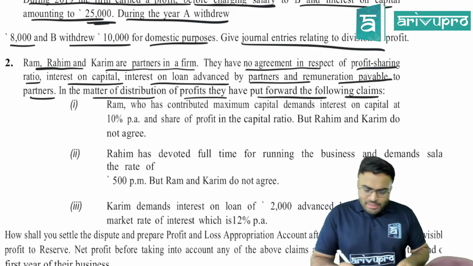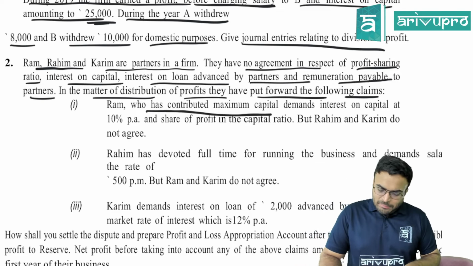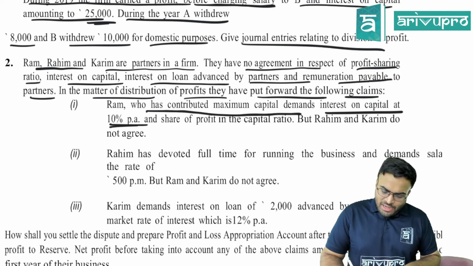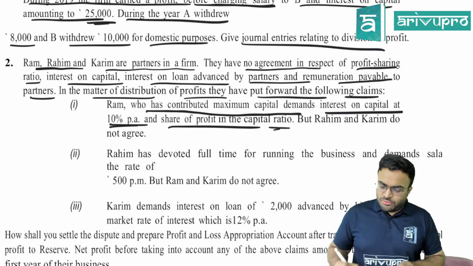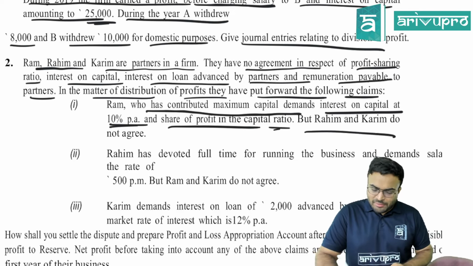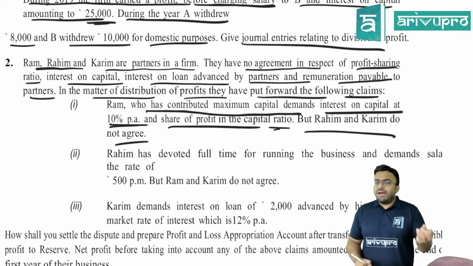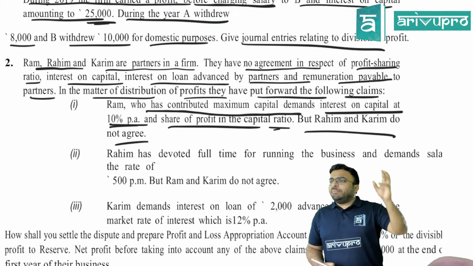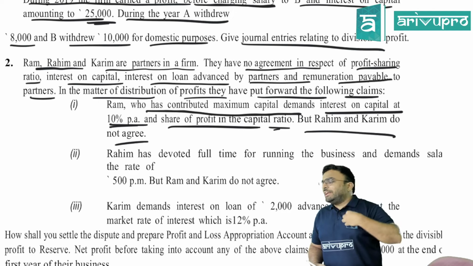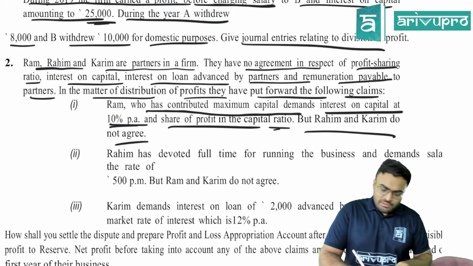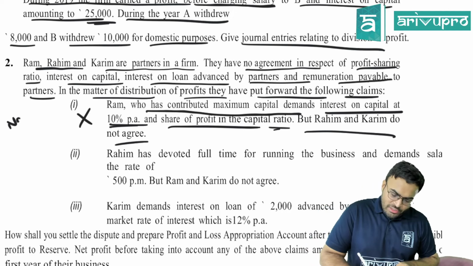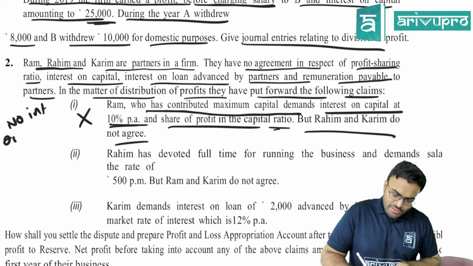Now, Ram, who has contributed maximum capital, demands interest on capital at the rate of 10% and the share of profit in the capital ratio. But Rahim and Karim do not agree. There is no agreement only. Now Ram is telling, I have contributed maximum capital, so I should get 10% return. Is it possible? No. No interest on capital.